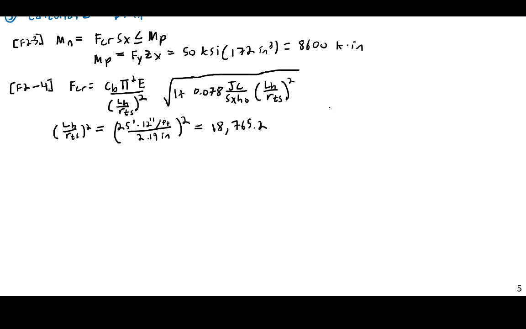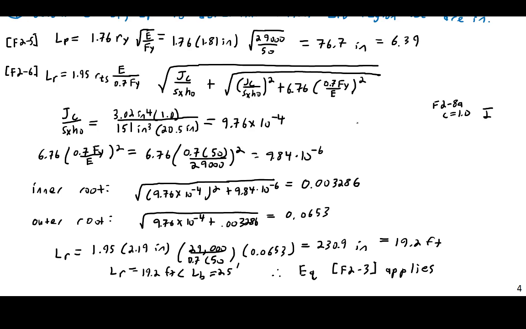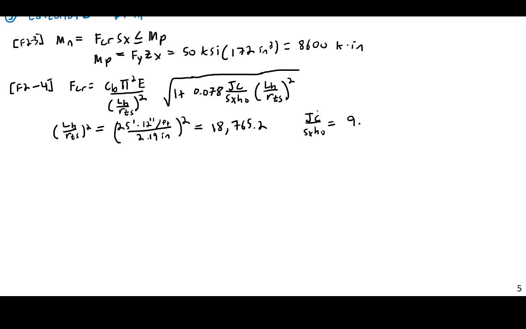Then I'll also list our Jc over Sx ho. We saw this earlier, so we don't need to recalculate it, it's the same as in the previous step. This is just 9.76 times 10 to the negative 4. Then the rest is just working through it. I won't do the inner or outer root thing here. I don't think there's a lot of benefit this time.